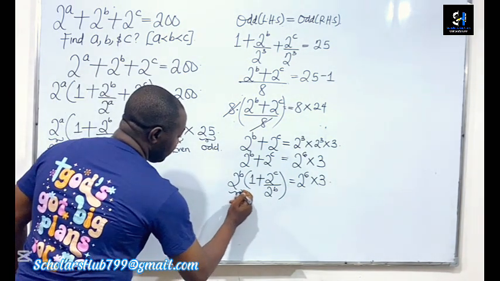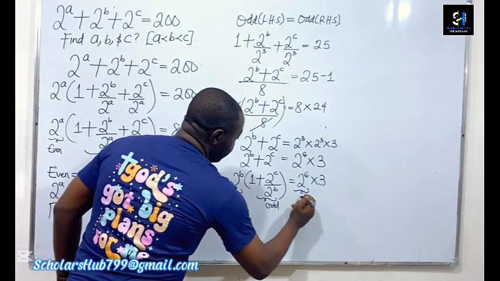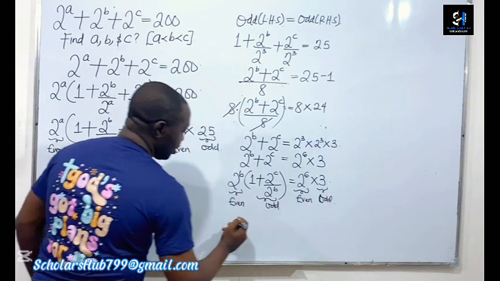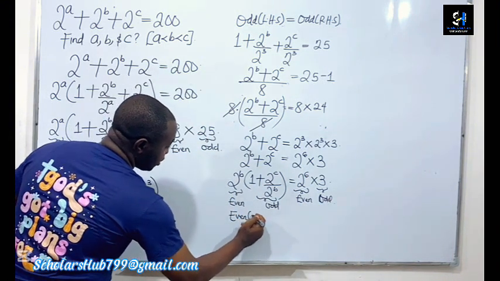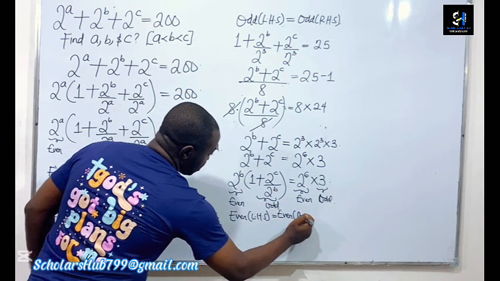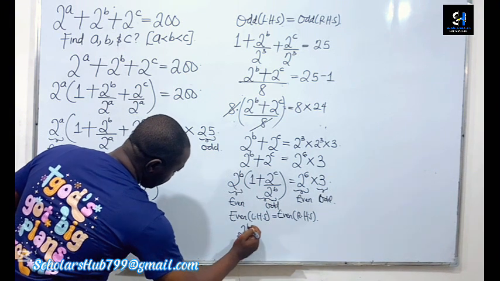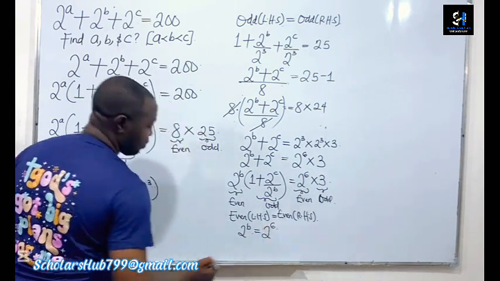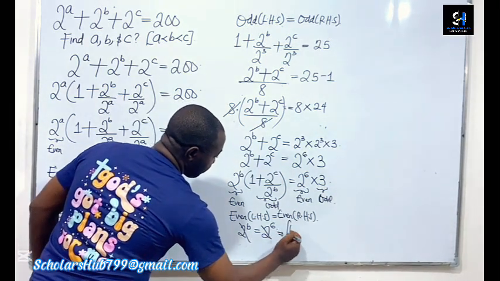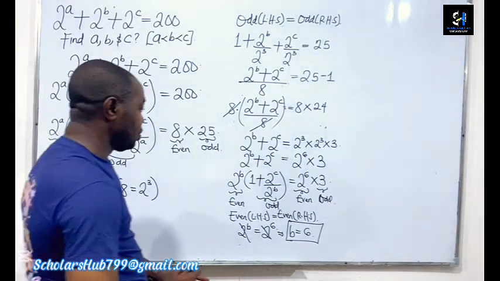So that this will be even, then this will be odd. This is even. Okay, then this is odd. So I will equate even, which is on the left hand side, with even, which is on the right hand side, and that's 2 raised to the power of 6. So this will be 2 raised to the power of b equals to 2 raised to the power of 6. So from here, the value of b will be equals to 6.